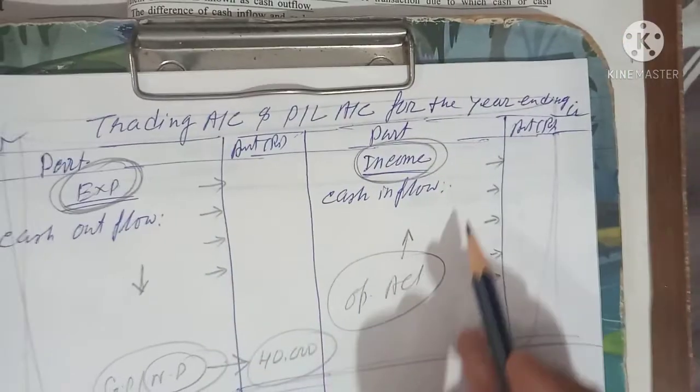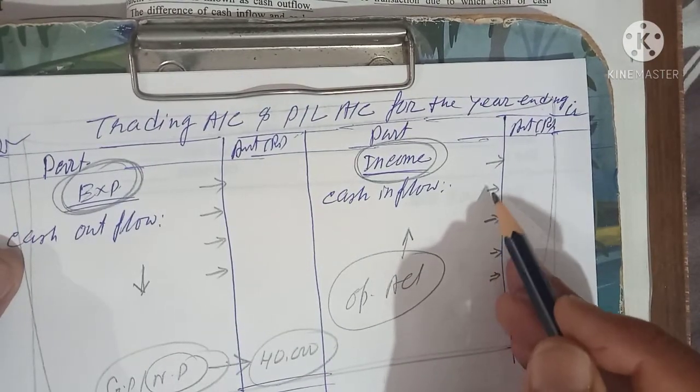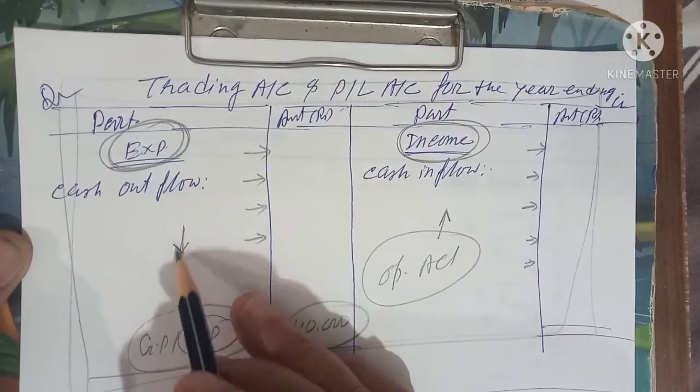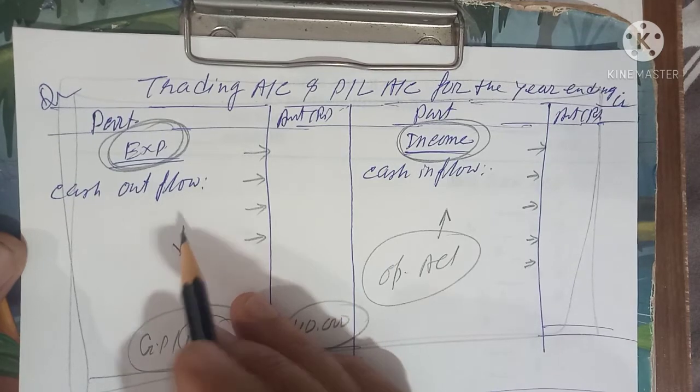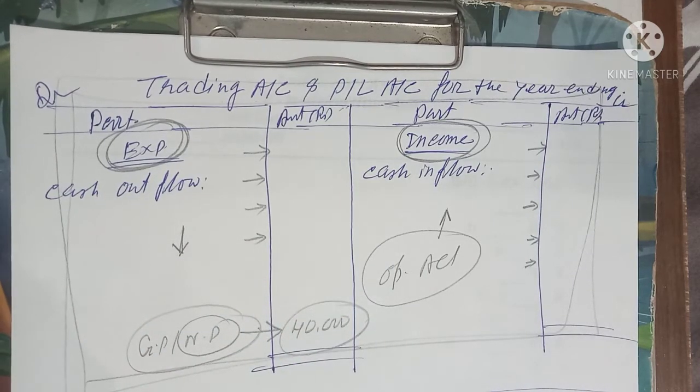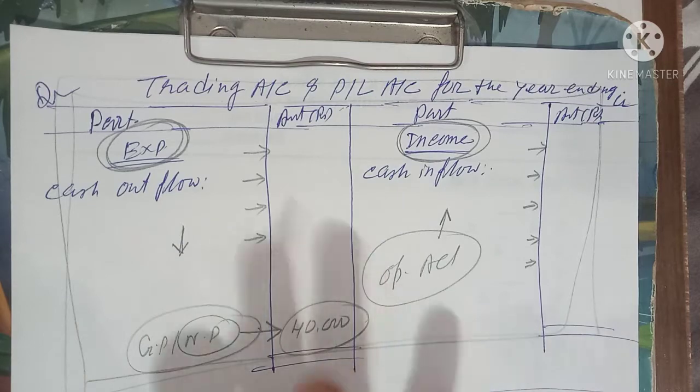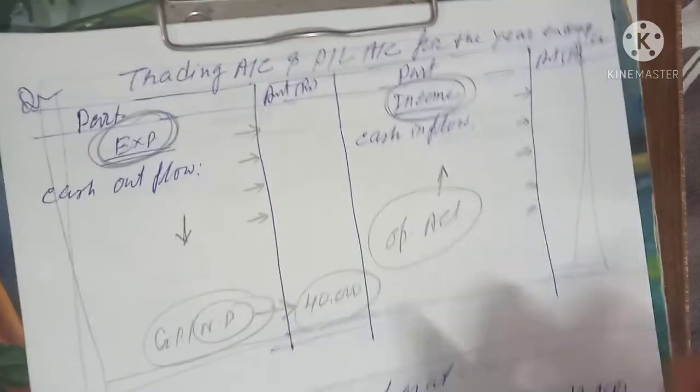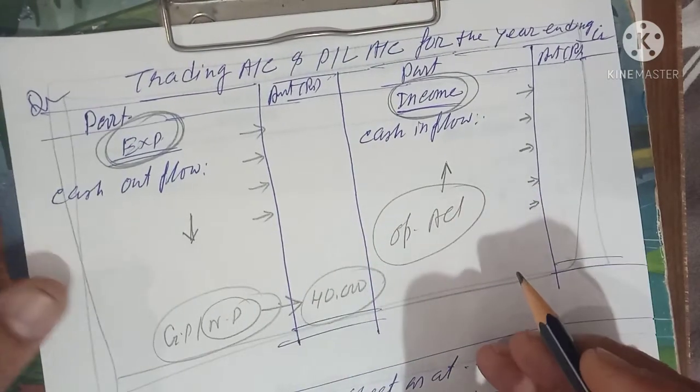Here also, if the transaction comes on this side, cash is coming in. If the transaction comes on this side, cash is going out. But keep in mind, not all transactions; there are some that do not come here, and I will tell you that also. Let me give one or two examples so that you can understand.